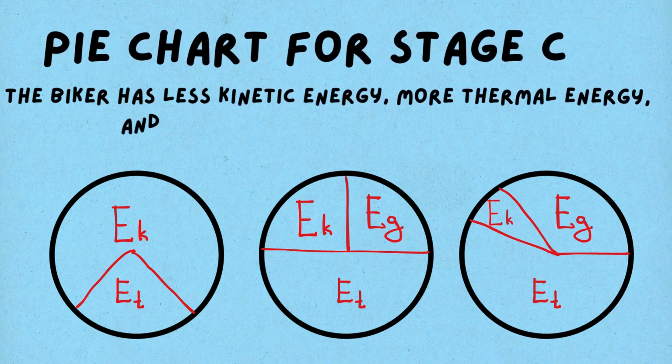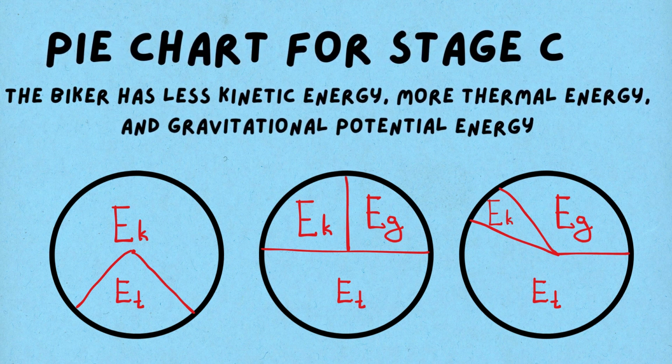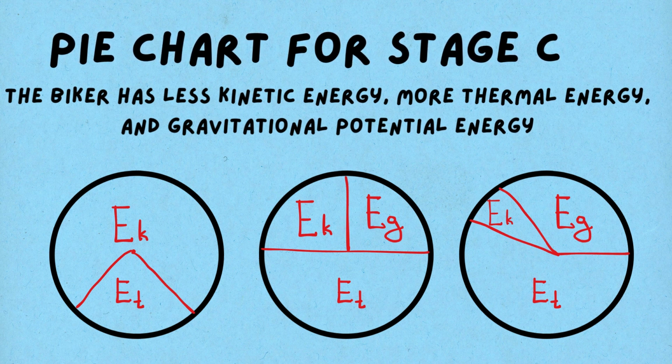The biker has much less velocity than before, so his kinetic energy is much less. His thermal energy has also grown because he's been biking for a while, and he's at the top of the ramp, so that means his gravitational potential energy has also increased.